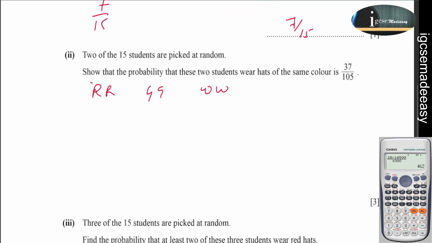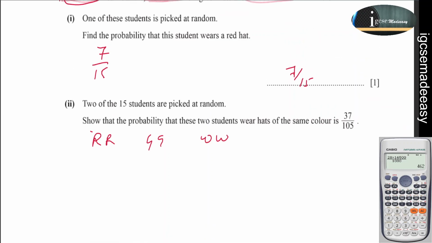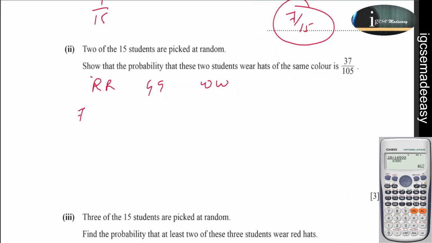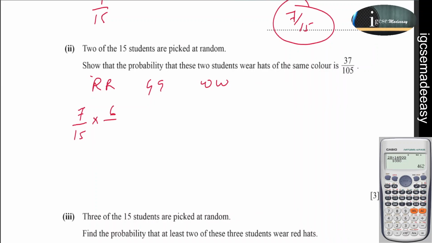So what is the probability of wearing red and red? The probability of wearing the red is this one, right? If one of them is picked, then the probability of wearing red is 7 by 15. Now if I select the second person, we need the second person to be of the same kind, the person wearing a red hat. One is already taken, that is a red hat, so now left is only 6, and the total is also reduced, total is 14.